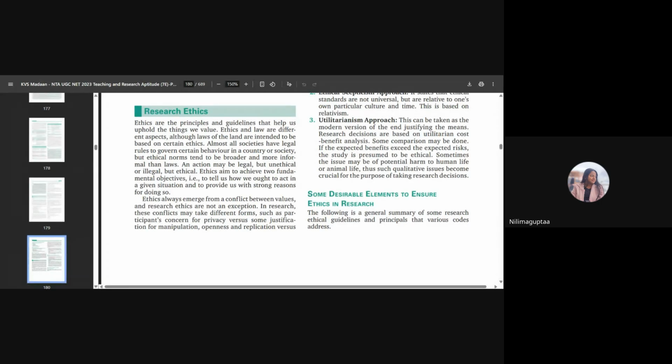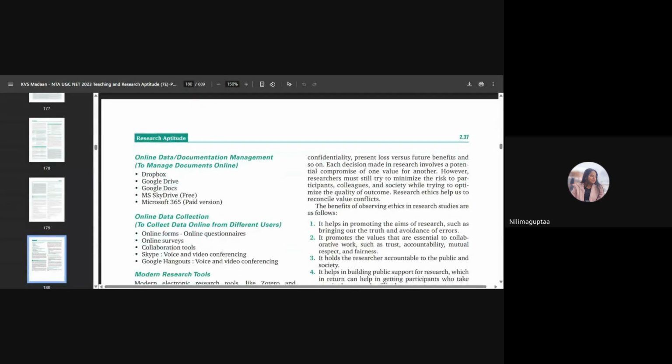Ethics always emerges from a conflict between our values. Sometimes we might think it's okay, but it is not okay to do certain research activities which might not be just and fair in practice. So in research, this conflict takes different forms, such as participants' concern for privacy versus some justification for manipulation many times, openness and replication versus confidentiality, present loss versus future benefits, and so on.